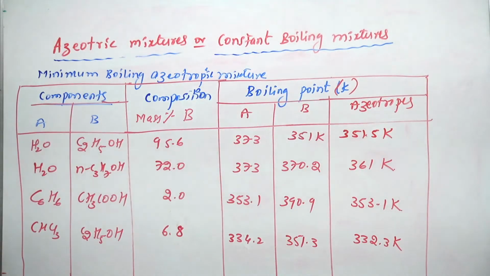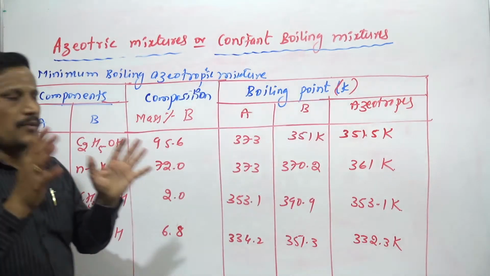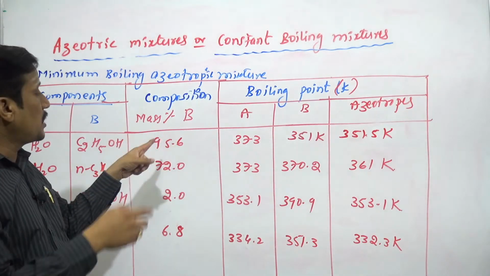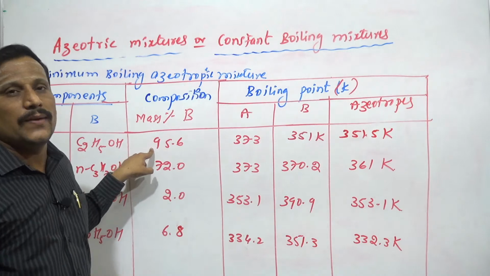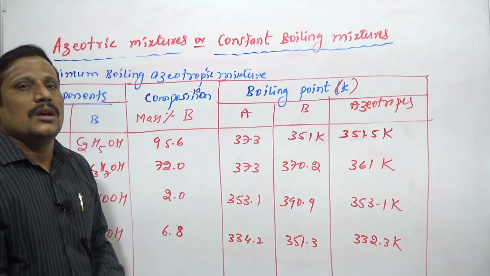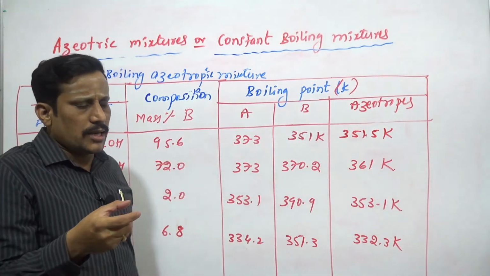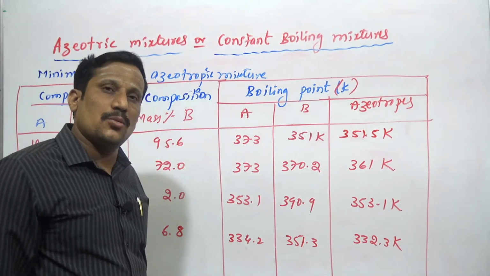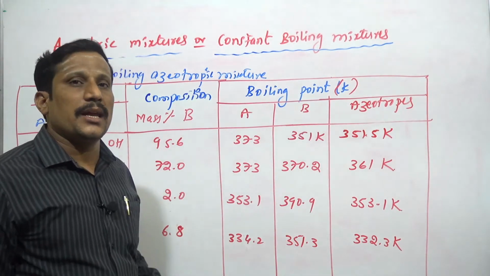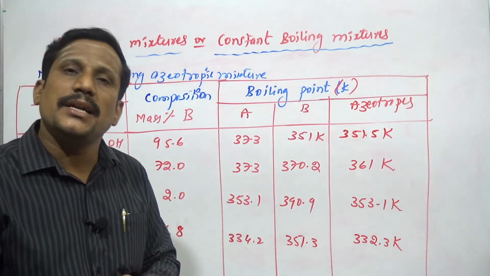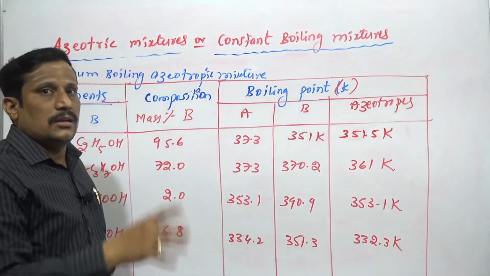So what is the meaning of this? From these values, remembering the boiling points is not necessary. Just the percentages are necessary, as they are asked in competitive exams. If so-and-so percentage of a component is there, it means azeotropic mixture. The question will be like: which of the following forms an azeotropic mixture? From the options, they will give the percentage by mass of the components.